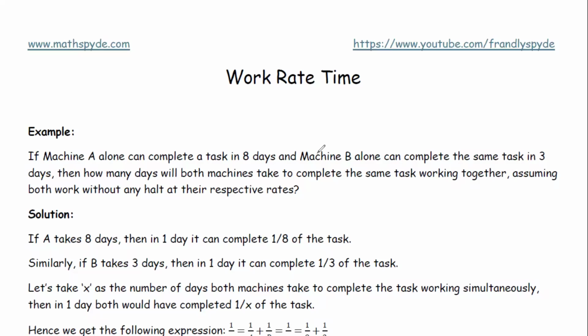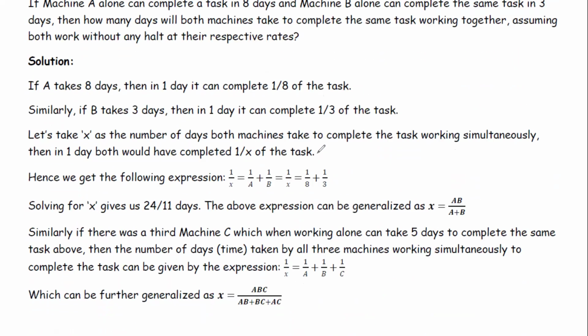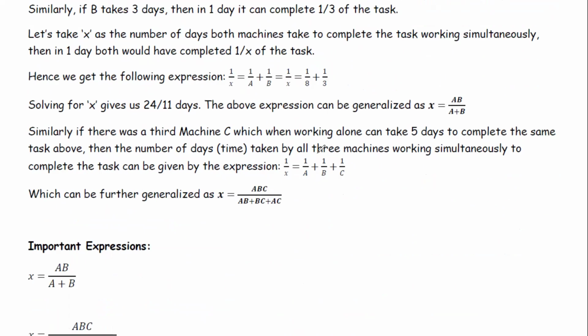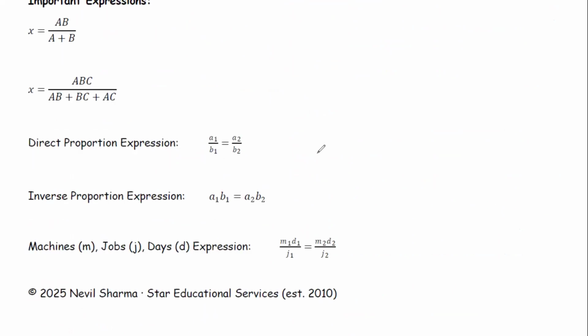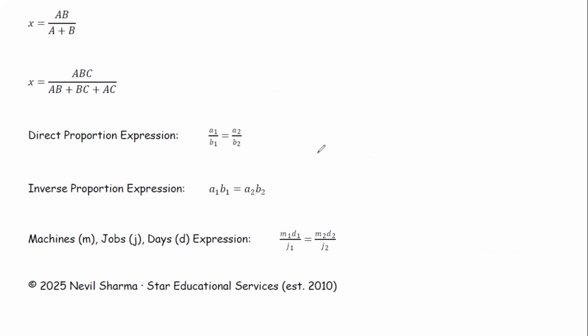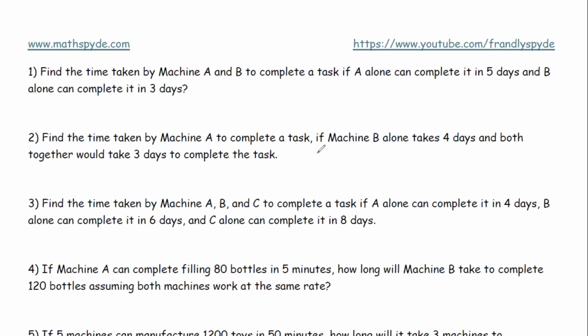As you can see in this worksheet, I've given an example, explained whatever I did right now, but with different numericals, and these are all the relationships. M1 D1 upon J1, M2 D2 upon J2. Machines, jobs, days. Let's take the question. Find the time taken by machines A and B to complete a task, if A alone can complete in 5 days and B alone can complete in 3 days. So this is 1 by X is equal to 1 by 5 plus 1 by 3, correct?